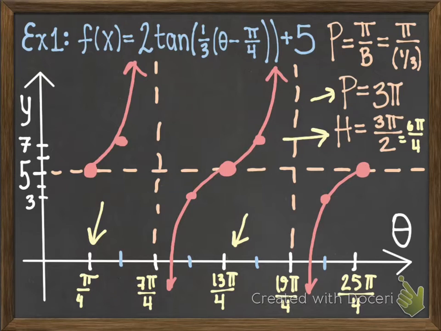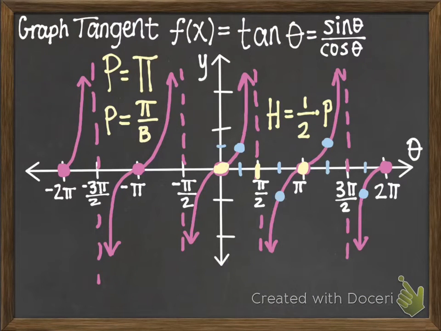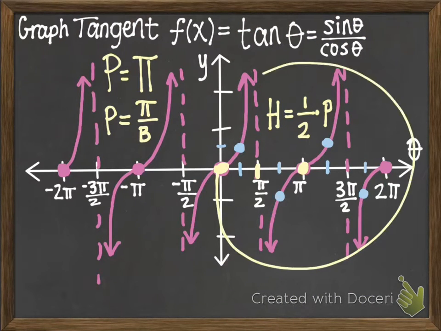Question? Yeah. How do you know that 7 pi over 4 is going to be your asymptote? Okay, so really what I'm doing is I'm taking the graph we see over here. So I took this whole entire graph and I stretched it out like an accordion. So I stretched it by a factor of 3 and I moved it to the right.